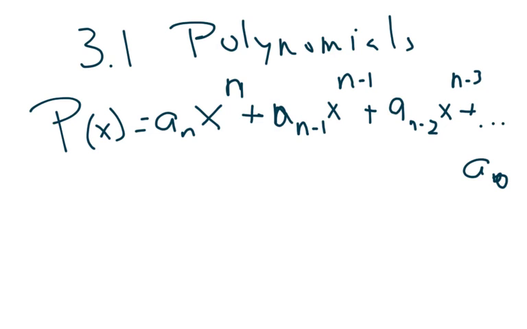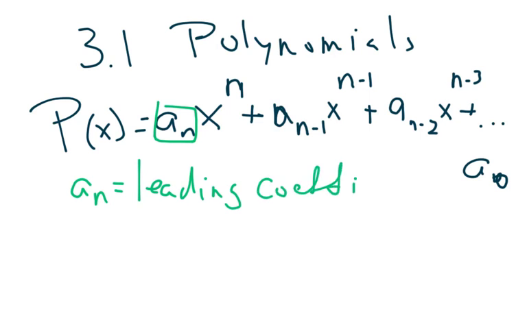Okay? So the most important part of any polynomial is this first part, where you have the biggest exponent. Regardless of where this thing actually lives in our polynomial, this is the most important part. There are some fancy names for a lot of the terms here. I'm going to box this a sub n in green. So a sub n is the leading coefficient.